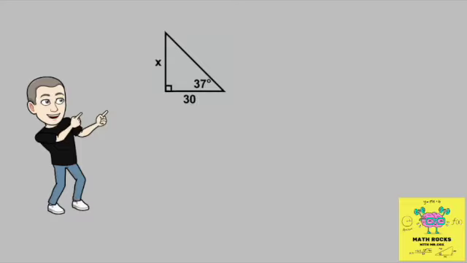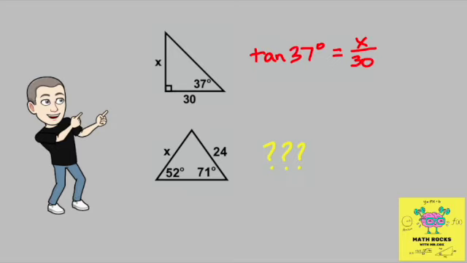In earlier videos, you learned how to find missing sides in right triangles using the trig ratios of sine, cosine, and tangent. For instance, in this right triangle, you would get tan 37 degrees equals x over 30, and then you'd solve for x. Well, you may have been thinking to yourself, what if it's not a right triangle? What do we do then? Well, that's what this video is all about. Let's get it on!